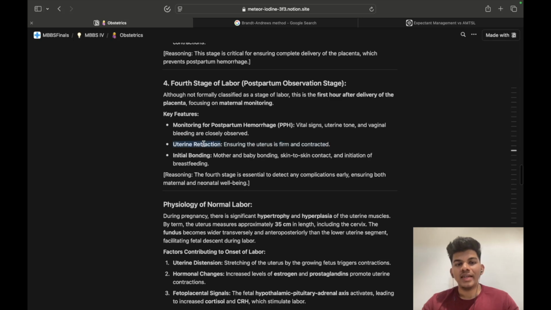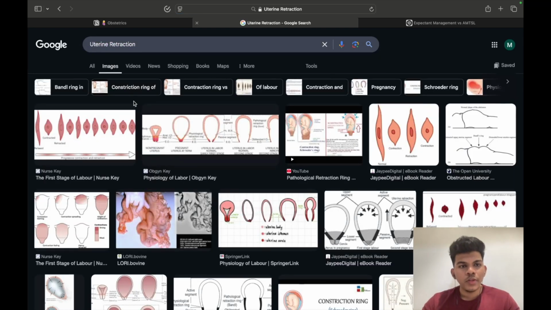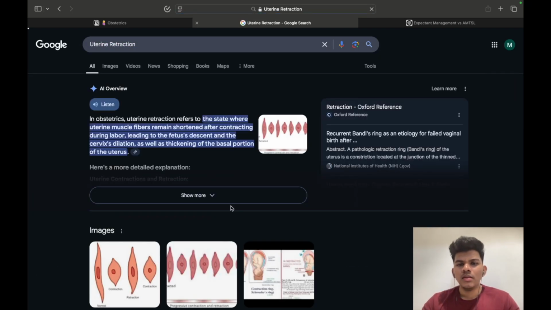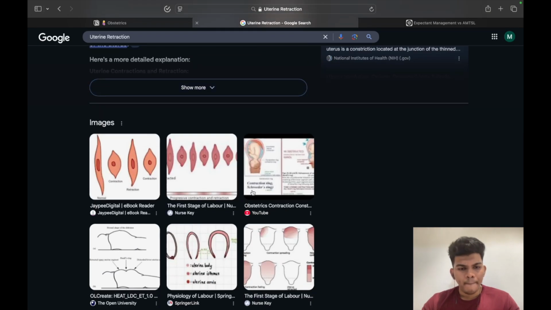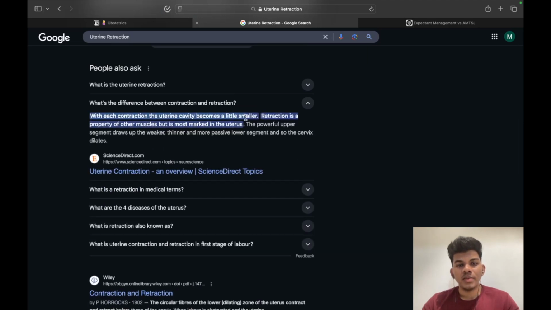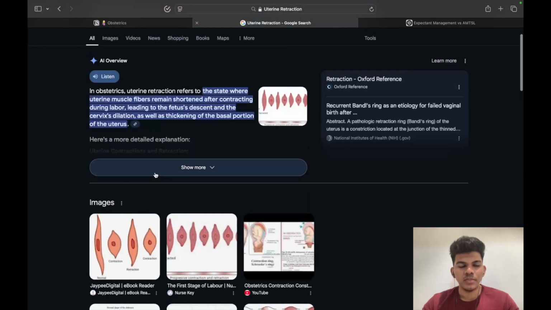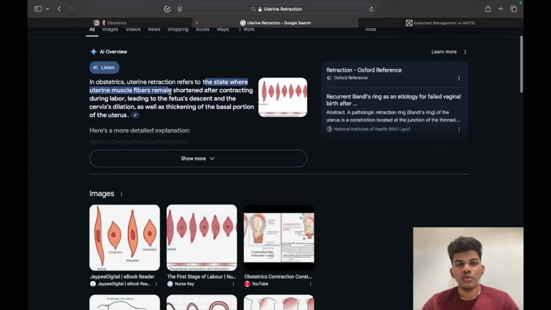So uterine retraction, let's look at it over here. What is the difference between contraction and retraction? With each contraction the uterine cavity becomes a little smaller. Retraction is a property of certain muscles, most marked in the uterus. Here, the state of muscle fibers remaining shortened after the contraction during labor. So they remain contracted. That is what it means: the state where uterine muscle fibers remain shortened after contracting during labor.